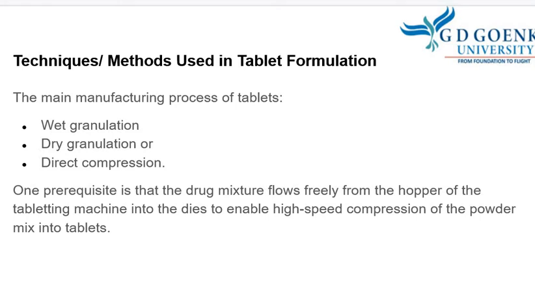So we have already discussed there are three main manufacturing processes: wet granulation, dry granulation, or direct compression. Whichever the procedure is, the prerequisite is that the blend should flow from the hopper to the tableting machine in order to prevent any tablet defects.